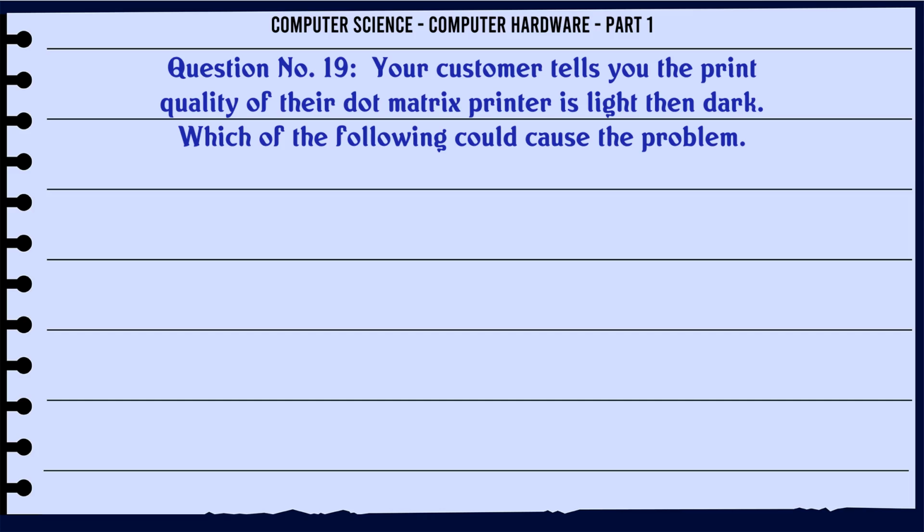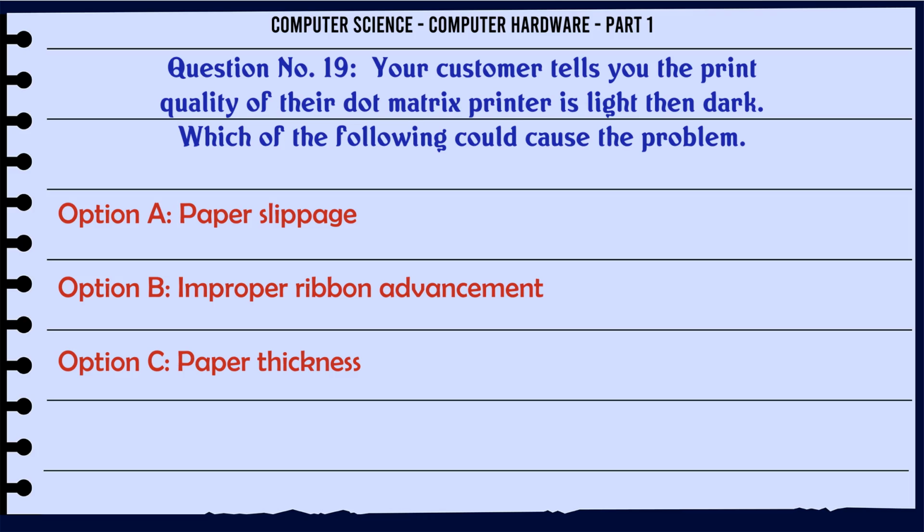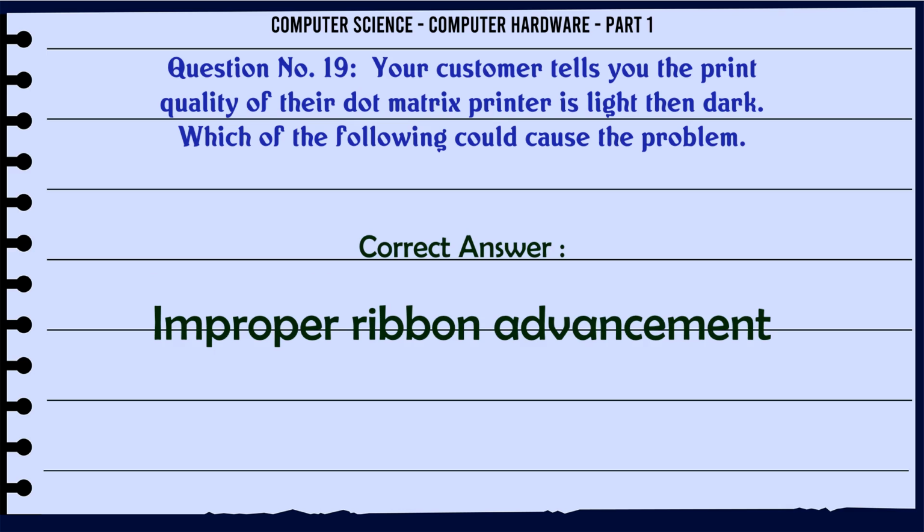Your customer tells you the print quality of their dot matrix printer is light then dark. Which of the following could cause the problem? A. Paper slippage. B. Improper ribbon advancement. C. Paper thickness. D. Head position. The correct answer is improper ribbon advancement.